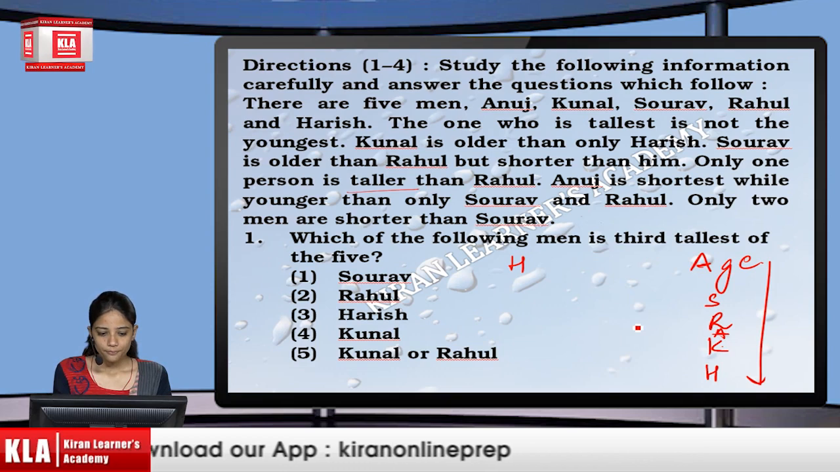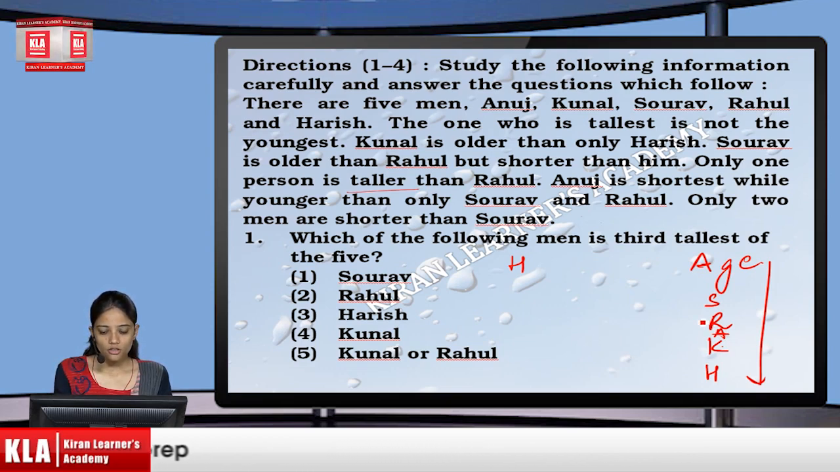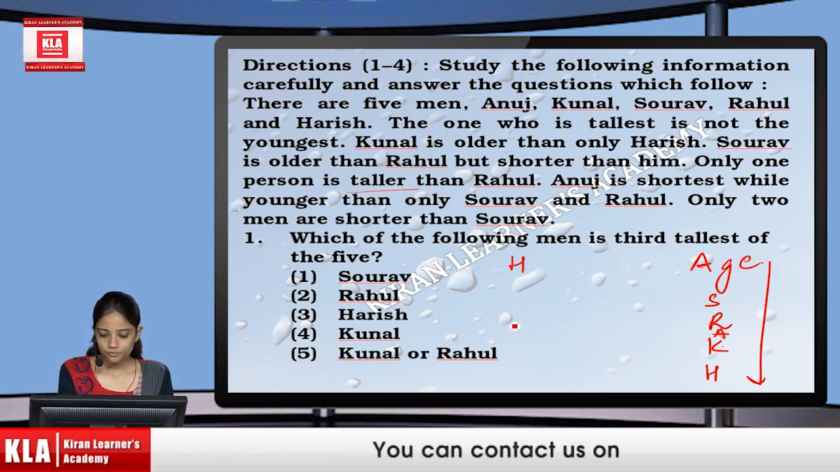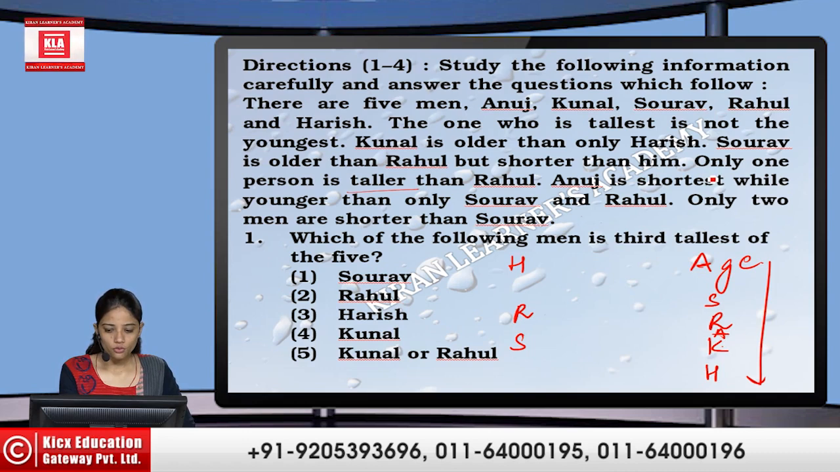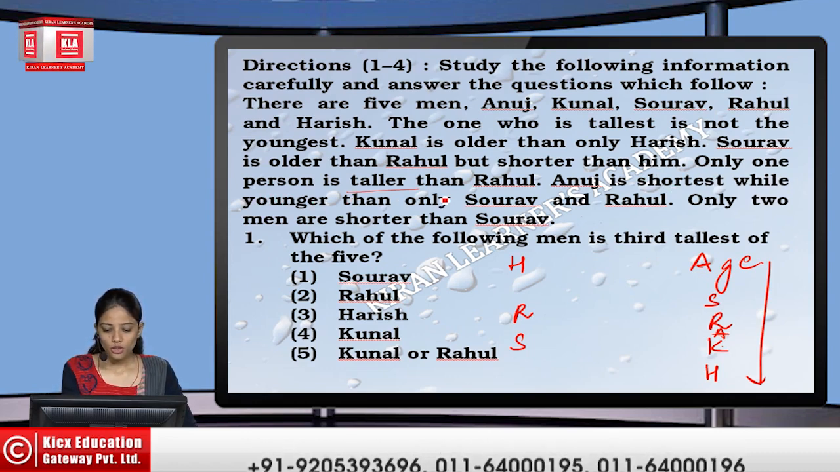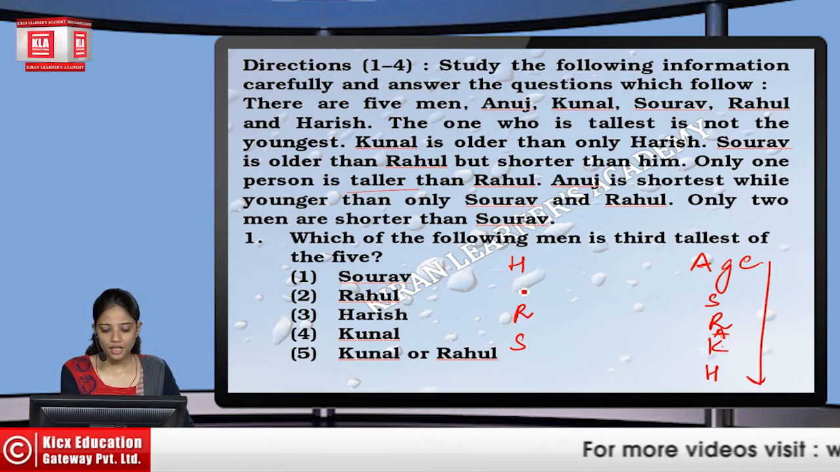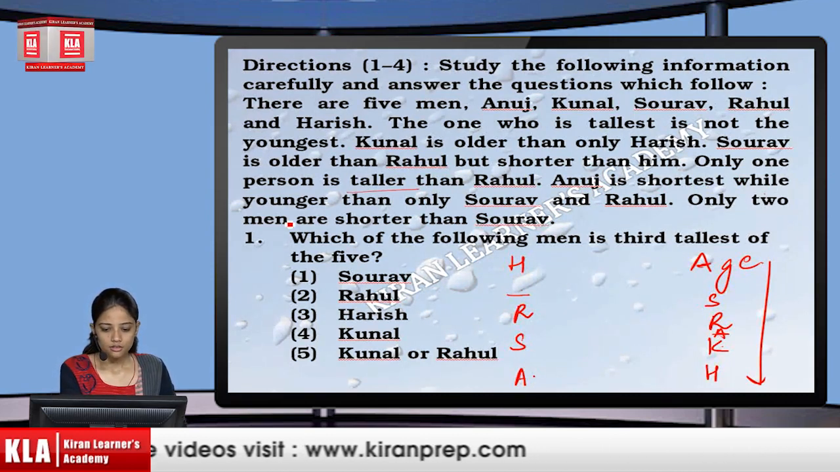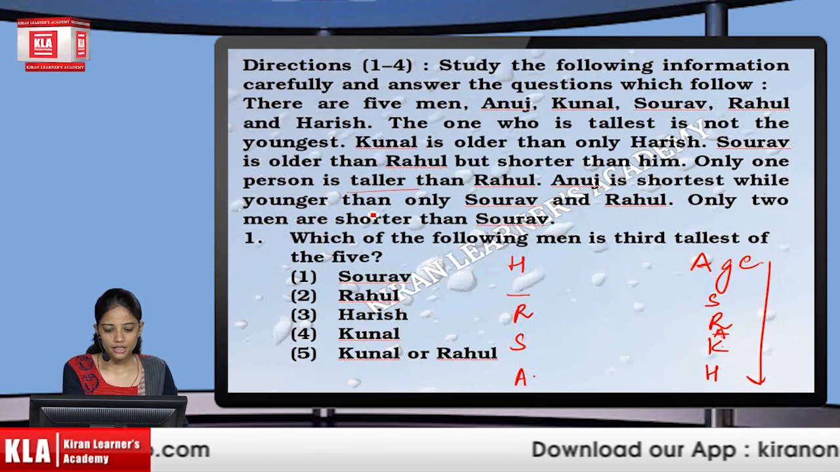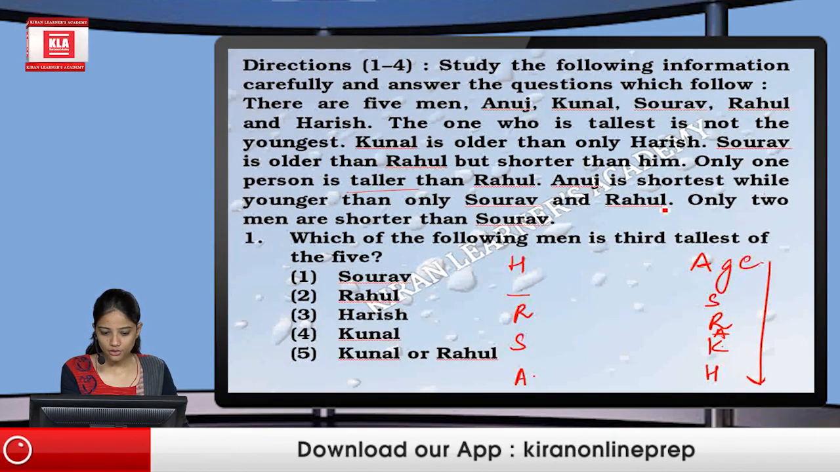Next we have Saurabh is shorter than Rahul. Next we have only one person is taller than Rahul, so the rest will be shorter than him. Next is that Anuj is the shortest. Anuj we have to arrange as the shortest, while younger than only Saurabh. We are done with that.